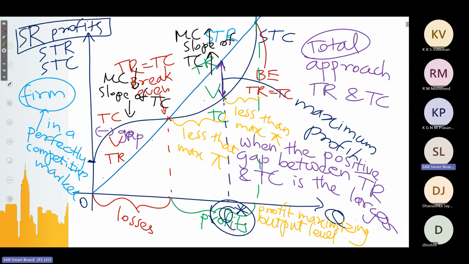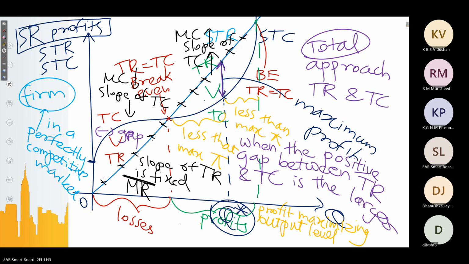And what about the slope of total revenue curve? It doesn't change. It's constant. Total revenue curve is a straight line. So for any straight line, the slope is fixed. So at any point on the total revenue curve, slope is the same. Slope of total revenue curve is marginal revenue. So marginal revenue is fixed. It's a constant value.